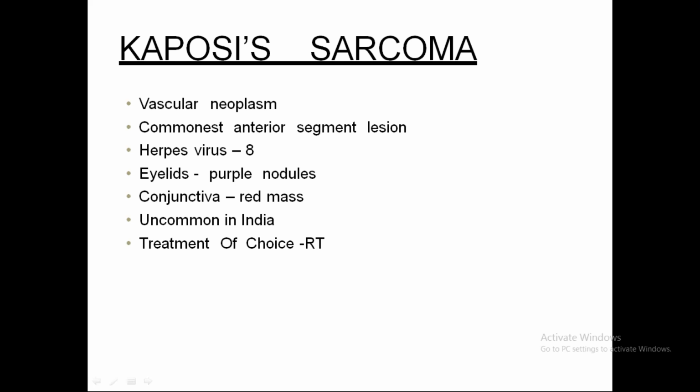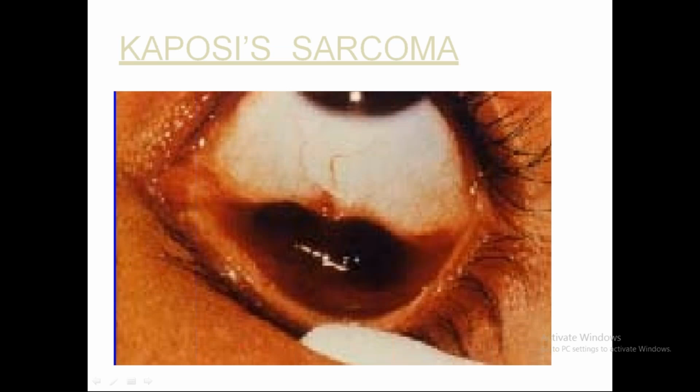Next, coming to Kaposi's sarcoma, it is a vascular neoplasm which is more commonly seen in the anterior segment. It is because of herpes virus subgroup A. In the eyelids, you can see purple nodules. In the conjunctiva, it can appear as a red mass. Usually we don't see it in India. Treatment usually is radiotherapy. So you can see in the conjunctiva, this red mass is Kaposi's sarcoma, which is very rare in India.